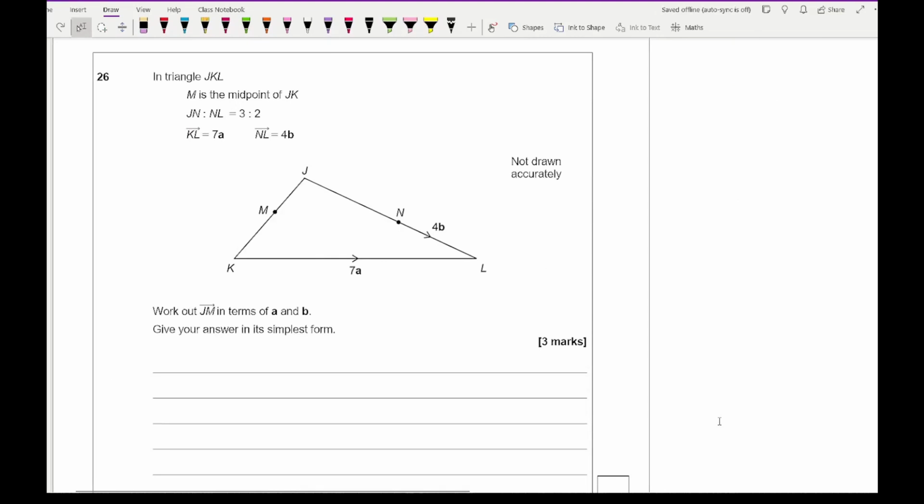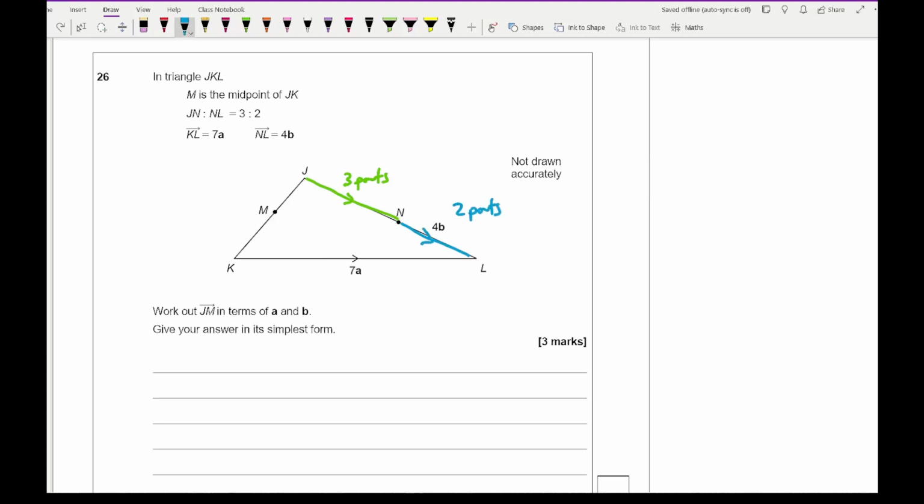It says in the triangle JKL, M is the midpoint of JK, JN to NL is in the ratio of 3 to 2, KL equals 7A, and NL equals 4B. Work out JM in terms of A and B, give your answer in its simplest form. So first things first, let's look at this ratio. So we know that the ratio of J to N is 3 parts going in this direction, and this part here is 2 parts.